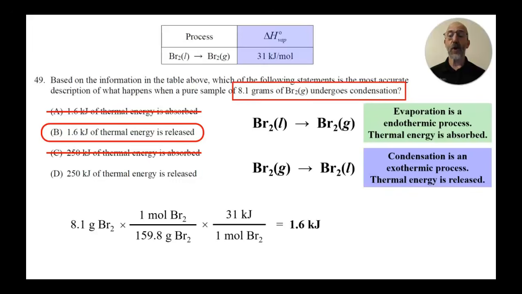So the correct answer to question 49 is choice B. 1.6 kilojoules of thermal energy is released when 8.1 grams of gaseous bromine undergoes condensation.